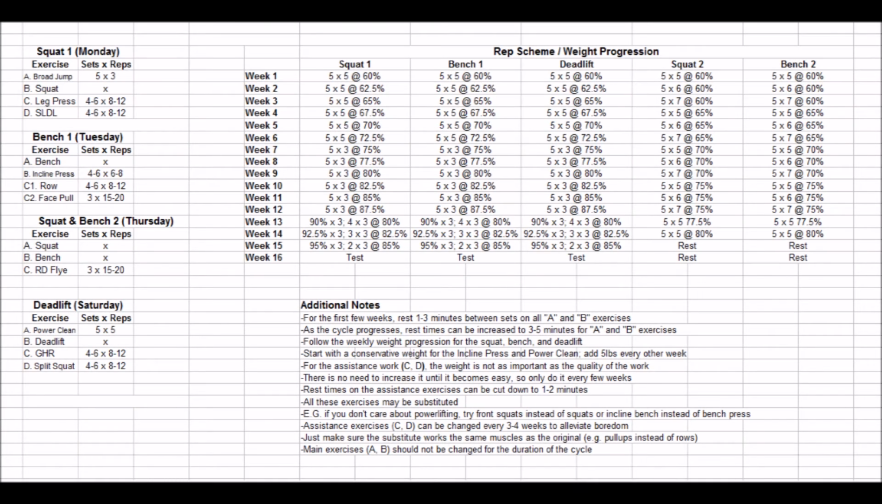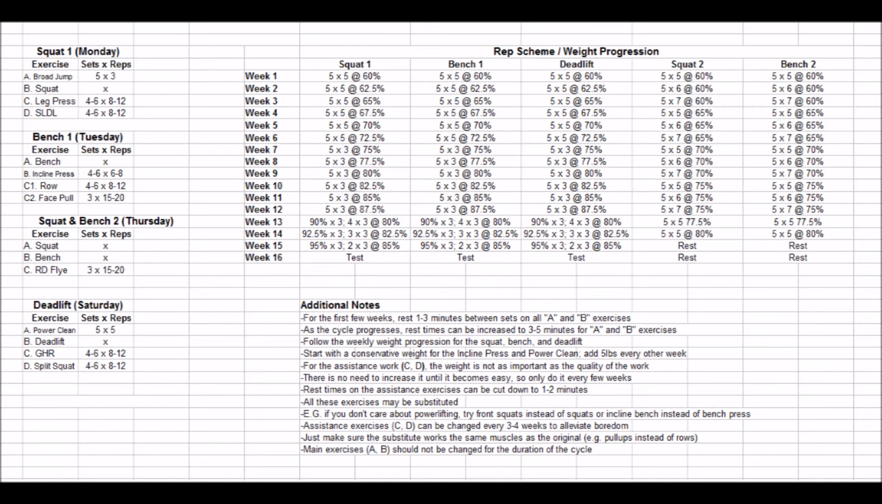So let's take a look at the cycle. There are 4 training sessions each week: a main squat day, a main bench day, a deadlift day, and then a secondary squat and bench day. On the main squat and bench days, as well as the deadlift day, we kick off the cycle with a 5x5 done with a pretty light weight, 60% of 1 rep max.